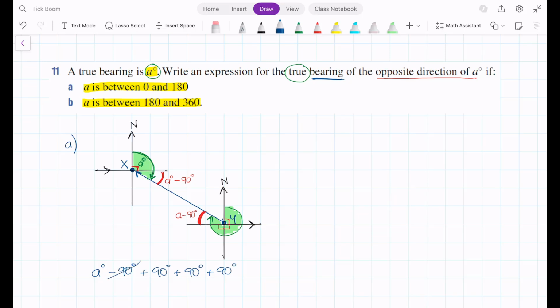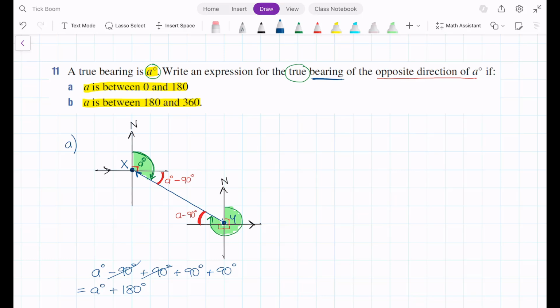And the first minus 90 will cancel with the first plus 90, and we're left with 180 degrees plus 180 degrees. So that's an interesting result. That means if I've got some true bearing A, where A doesn't go beyond a straight line, it's between 0 and 180, then if I reverse the direction of travel, all I need to do to find the true bearing in the opposite direction is to add 180 degrees.